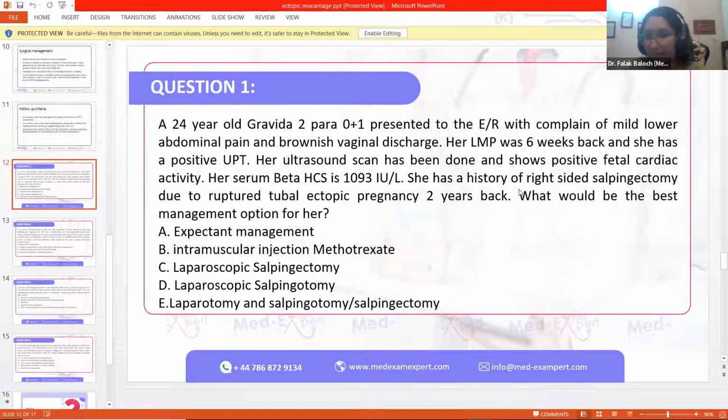The second thing is there is a history of salpingectomy in the contralateral tube. So salpingectomy won't be a suitable option. So the best option is laparoscopic salpingotomy in this case because we want to conserve the other tube, and we have to go for a surgical management irrespective of anything because she has a positive fetal cardiac activity.